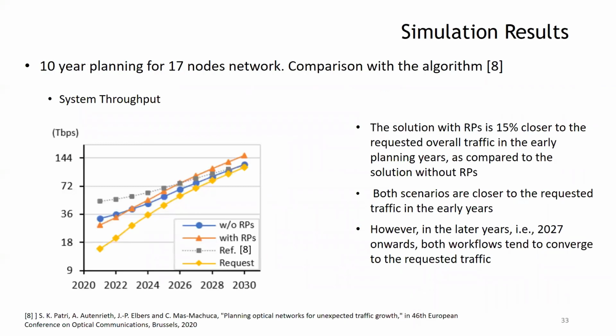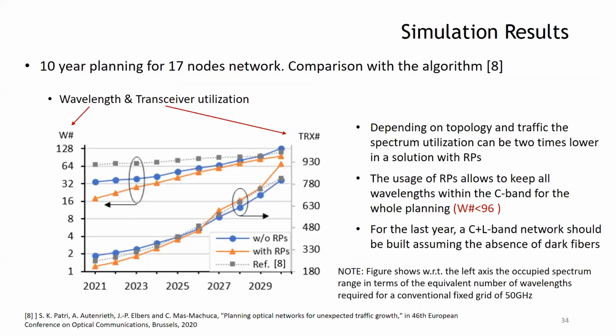Now, let's run through simulation results obtained for 17-node network. Here we compare our results with another reference paper, where this network was used to model 10-year planning. As we can see from the picture, the solutions generated by our algorithm are closer to the requested system throughput, at least in the early planning years. Depending on network configuration, that is, depending on topology parameters and requested traffic, the solutions with the regeneration points can provide better spectrum utilization in comparison to solutions without regeneration placement.